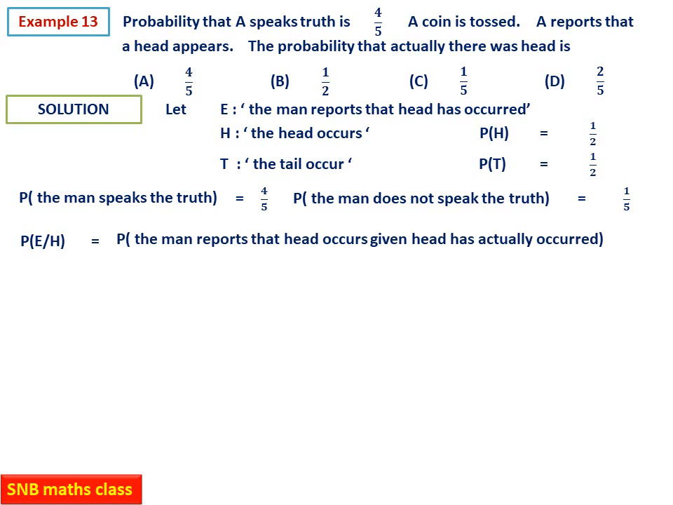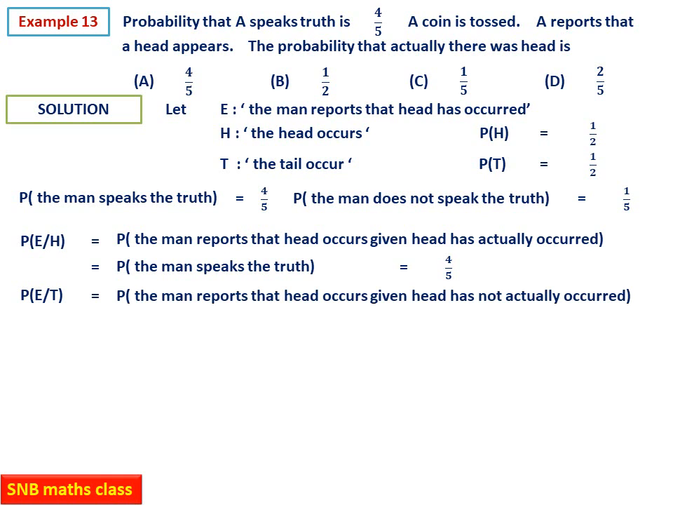Now probability E given H means what? The man reports that head occurs, and head has actually occurred. That means he has spoken the truth. So this probability is 4 by 5. So the probability that man speaks the truth is not a simple probability, it is a conditional probability. Similarly, probability E given T, it is very simple. The man reports that head occurs, but it has not occurred. That means he is telling a lie. Therefore, this is probability man does not speak the truth. So that is 1 by 5.